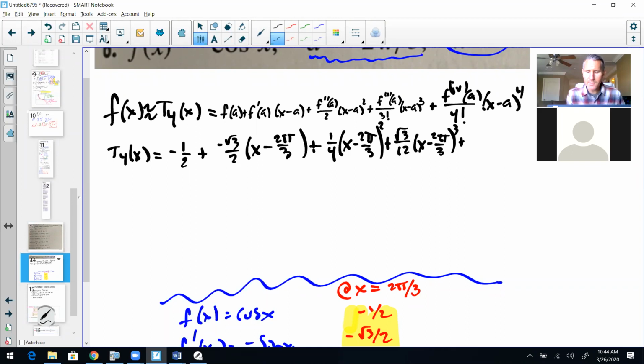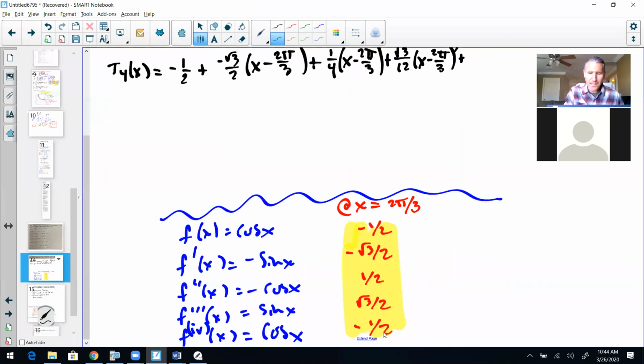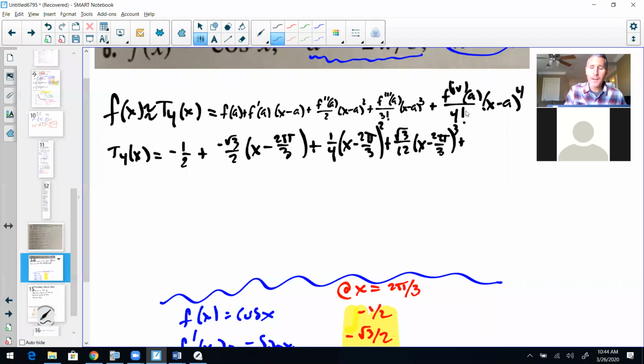cubed, plus, now I look at the fourth derivative. Well, the fourth derivative is just negative 1/2, but that's divided by 4 factorial. Well, 4 factorial is going to be 12, right? 4 times 3 times 2, so it's 12. So negative 1/2 divided by 12 is negative 1 over 24 times (x minus 2 pi over 3) to the 4th.